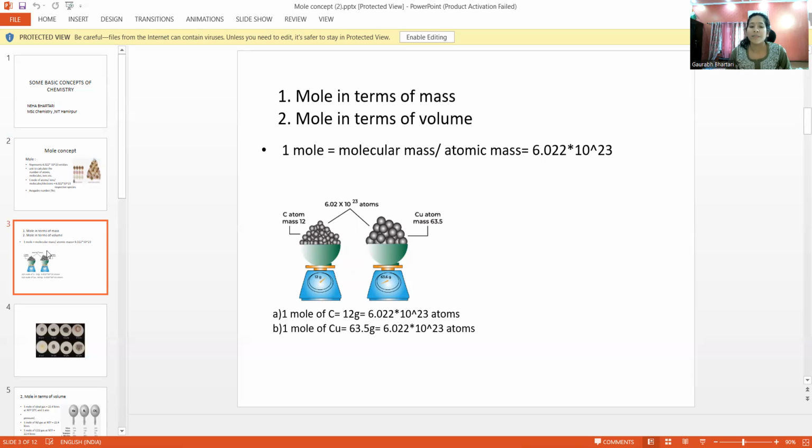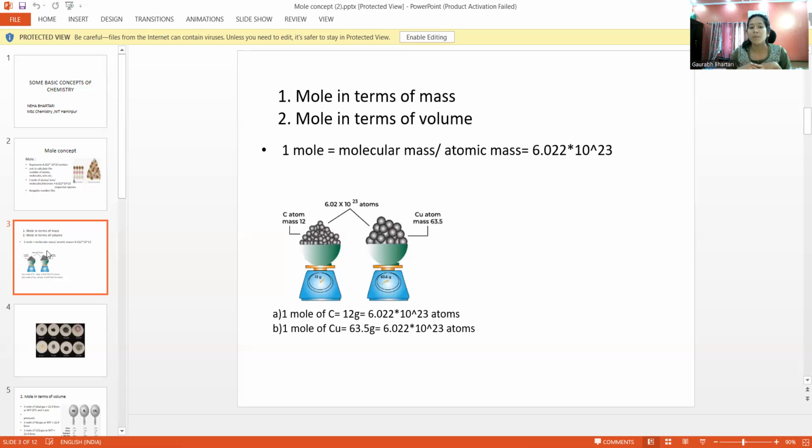Here, 1 mole is equal to the molecular mass or the atomic mass of a species, which in turn corresponds to the Avogadro number. So if I have 1 mole of carbon, it would be equal to the atomic mass of carbon, that is 12 gram, which in turn would be equal to the Avogadro number of atoms. While if I say 1 mole of copper, it would be equal to the atomic mass of copper, that is 63.5 gram, which in turn would be equal to the Avogadro number.